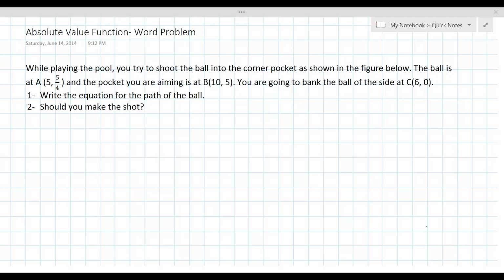In this lesson, we are going to apply the absolute value function to deal with a real-life situation. The question states: while playing pool, you try to shoot the ball into the corner pocket. The ball is at point A and the pocket you are aiming for is at point B. You are going to bank the ball at point C. Write an equation for the path of the ball should you make the shot.